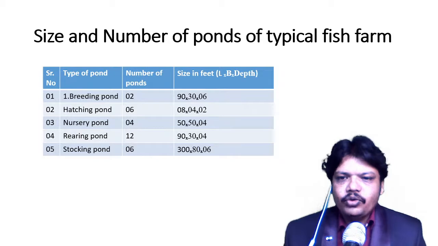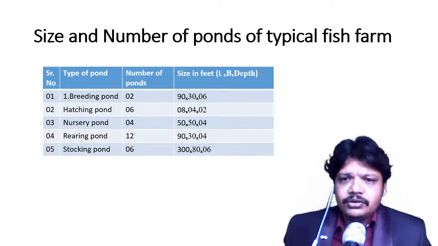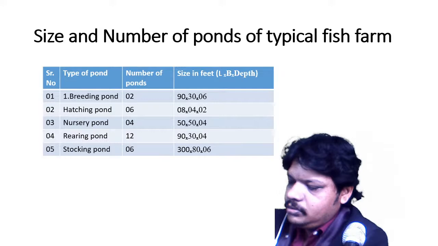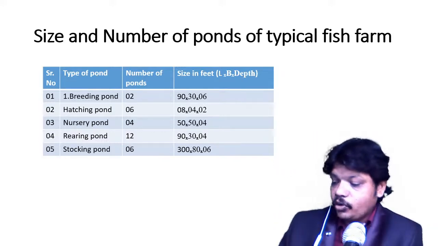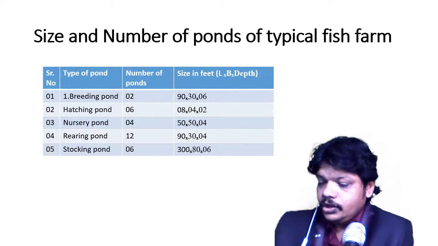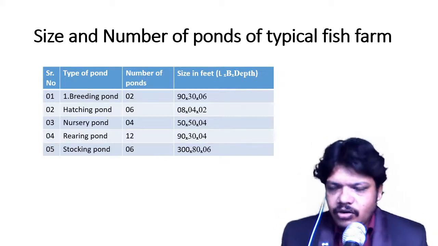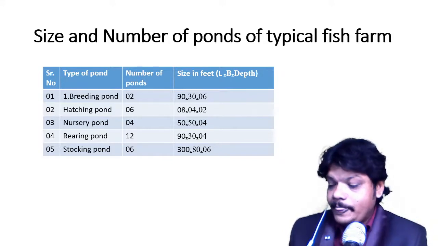In the nursery pond, we have to take care of some things, including whatever physico-chemical parameters of the water are present in the nursery pond. So pH is very essential. pH should be at least 8 to 9 for that particular water.